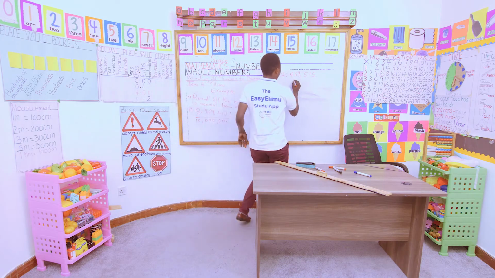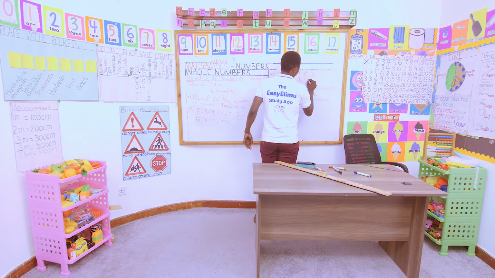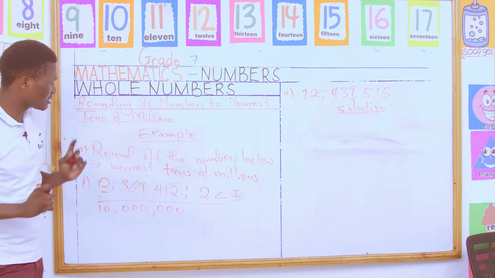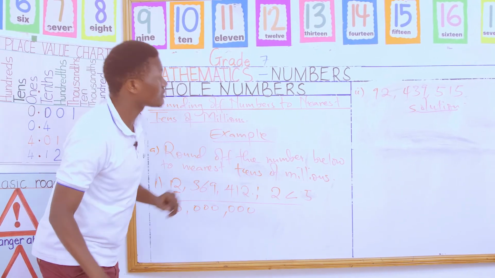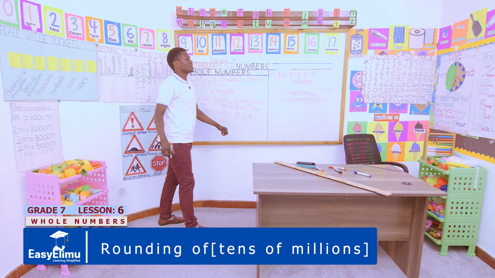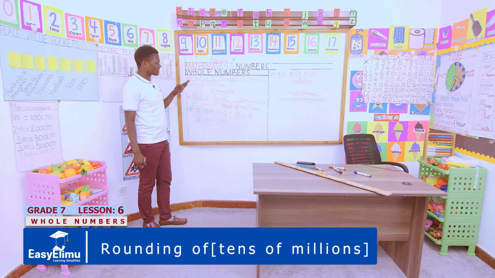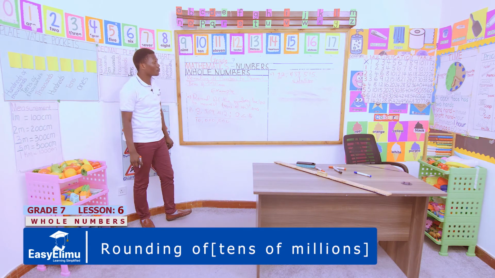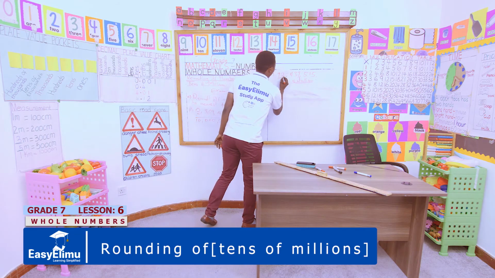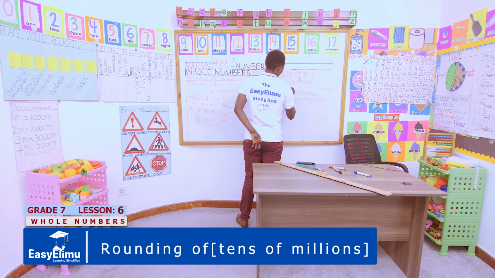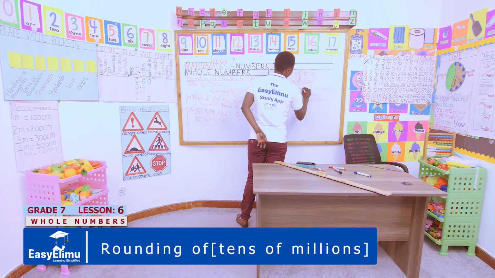Again, nothing changes, class. Solution. We identify the digit in the stated place value. The stated place value is tens of millions, and we have 9 in that place value. After that, identify the digit that precedes the stated place value. The digit is 2, occupying the place value of millions.